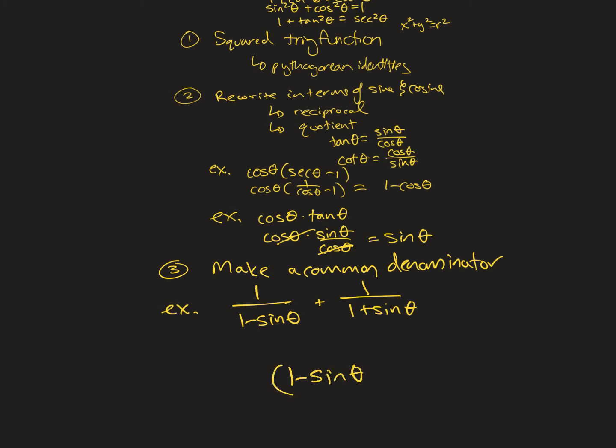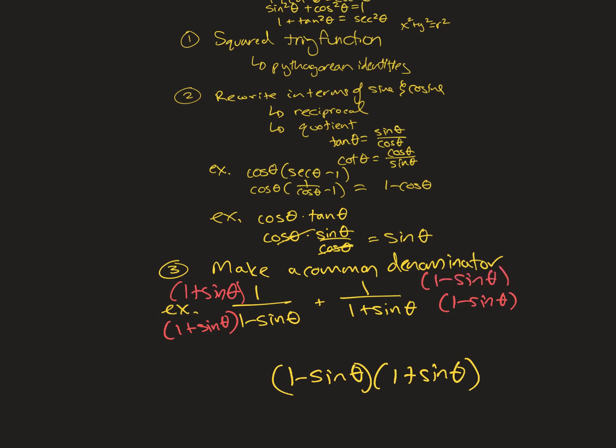So 1 minus sine theta times 1 plus sine theta, which means to get that common denominator, I'm going to multiply the first fraction by 1 plus sine theta over 1 plus sine theta, and the second one will be multiplied by 1 minus sine theta over 1 minus sine theta in order to get that common denominator. Well, this means my numerator is going to become 1 plus sine theta plus 1 minus sine theta.